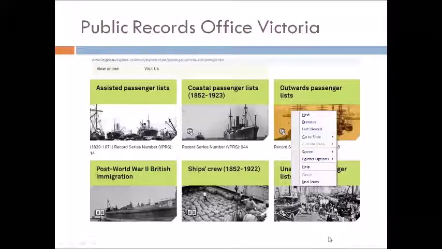Now, one of the things with TROVE these days is, even though you can look at these passenger lists, they're actually an index and it's very basic. And now they're sending you off to look at further information. So the assisted passengers, that's actually connected to Ancestry. The unassisted passengers is now connected to Find My Past. Coastal passengers is Find My Past, and outward passengers is actually still here at TROVE.